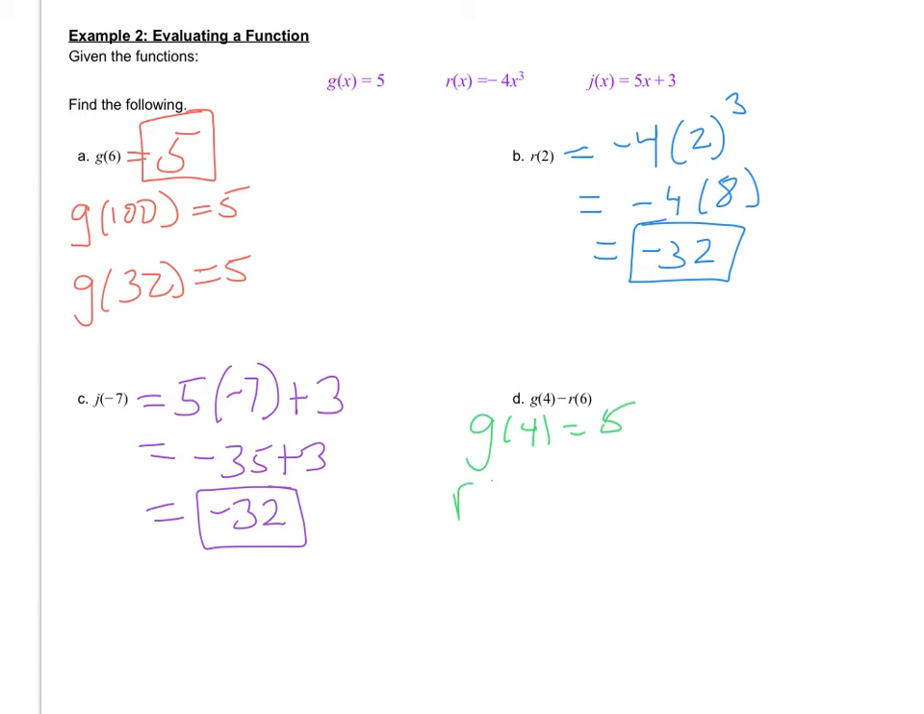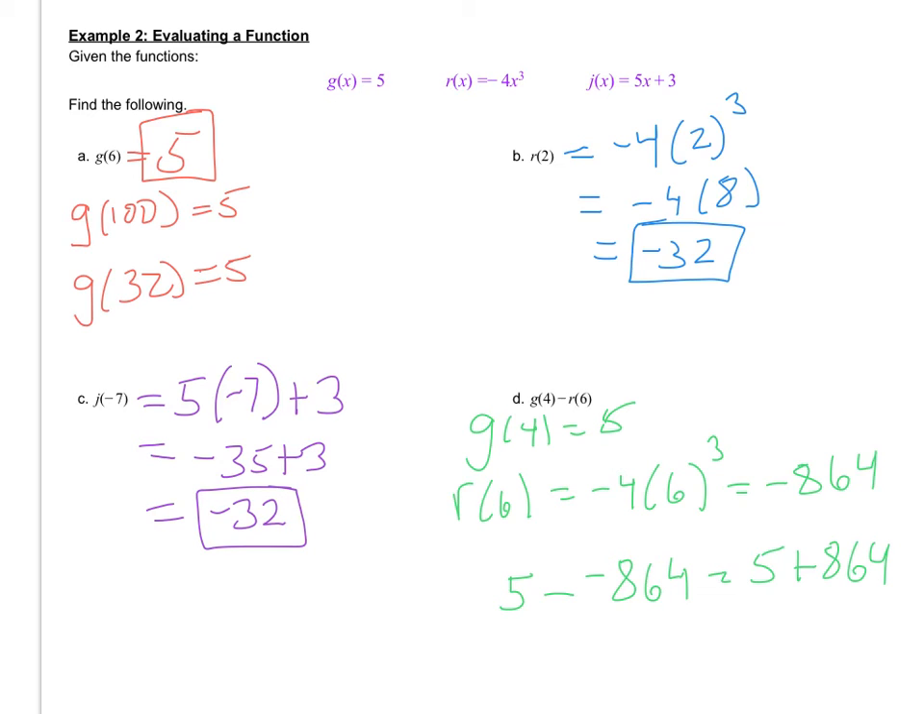Then we want to find r of 6. r of 6 will be negative 4 times 6 raised to the third. Negative 4 times 6 to the third will give us negative 864. And then what we want to do is subtract, starting with our g function, which is 5, and we are going to subtract a negative 864. Subtracting a negative will change that to a positive, so 5 plus 864, which will give us 869.